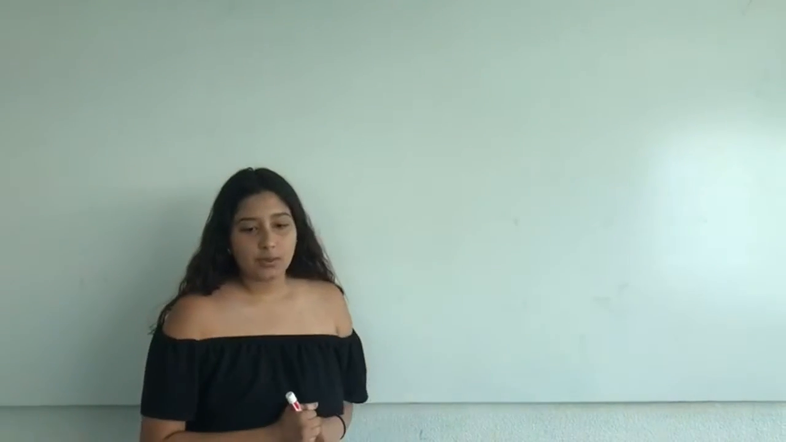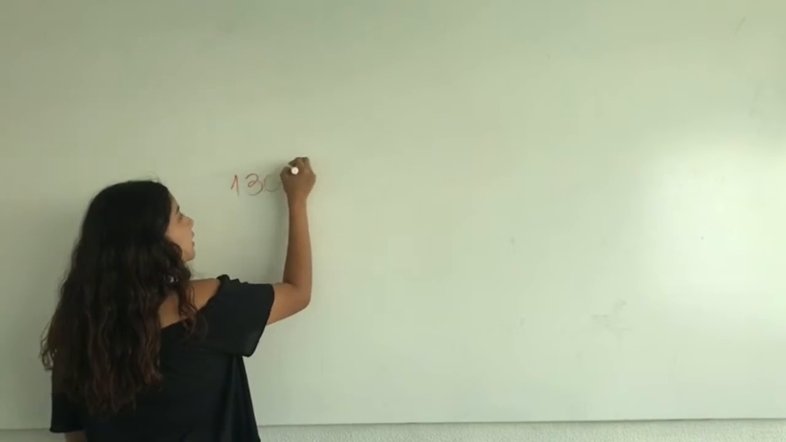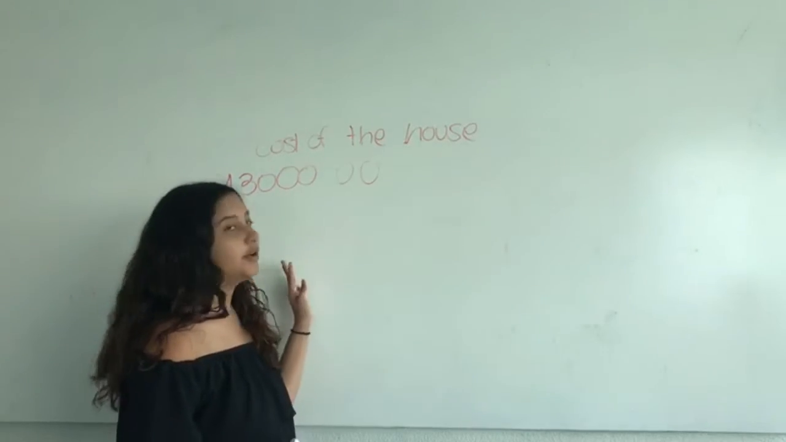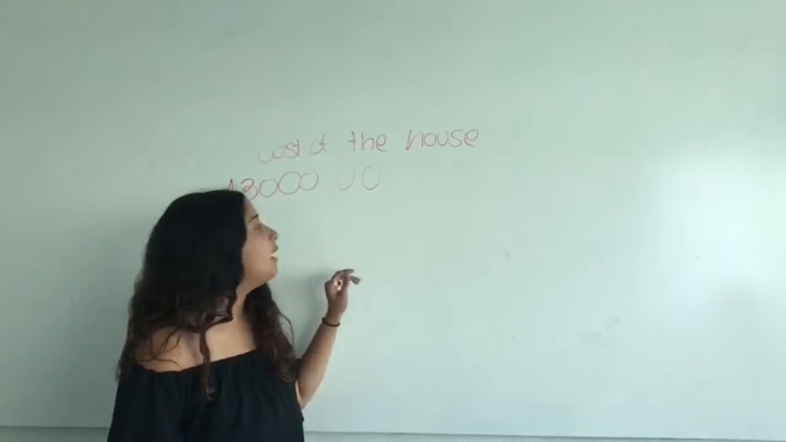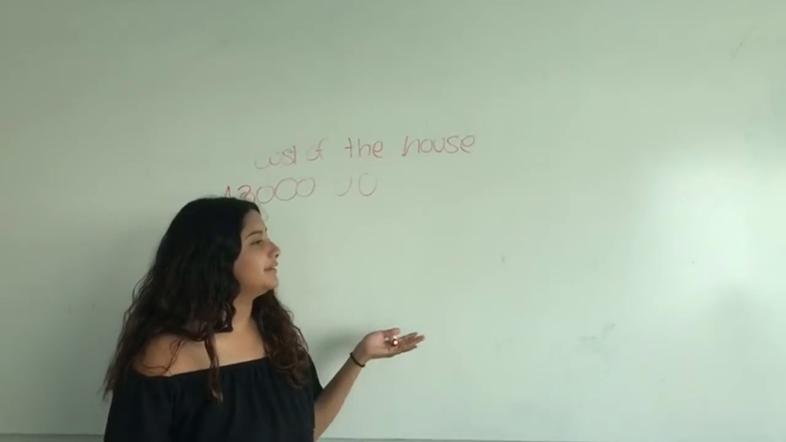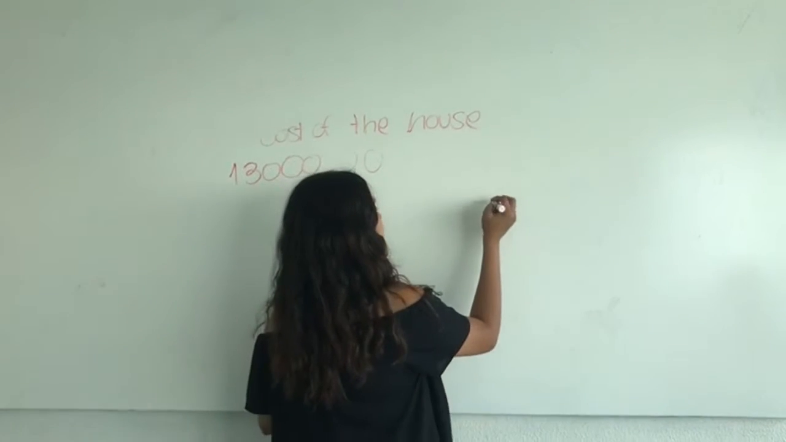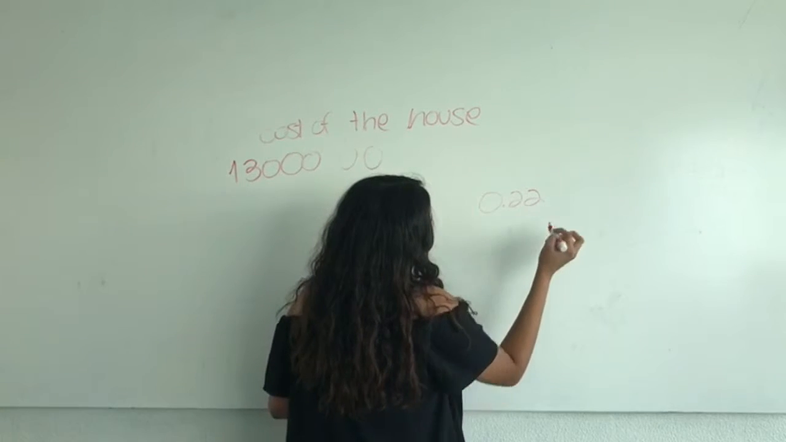In this case we have a house that costs 1,300,000 pesos. This is the initial cost of the house, and to this we're going to subtract the down payment. In this case, they're telling us that the down payment is 0.22%.